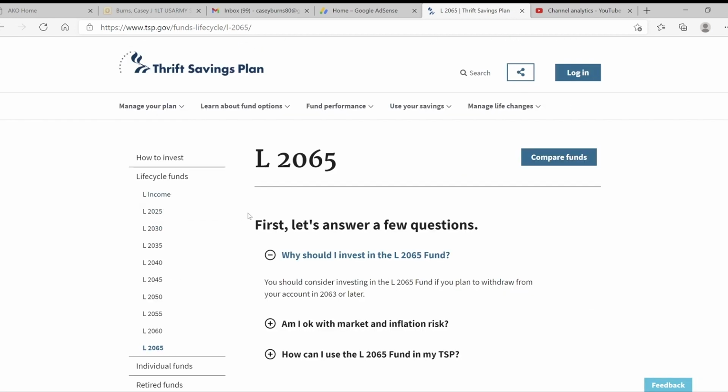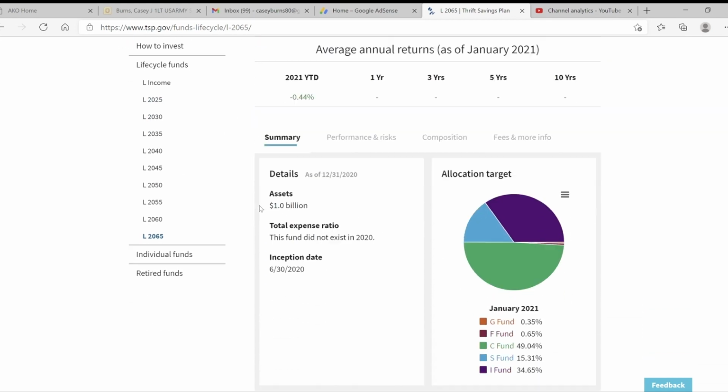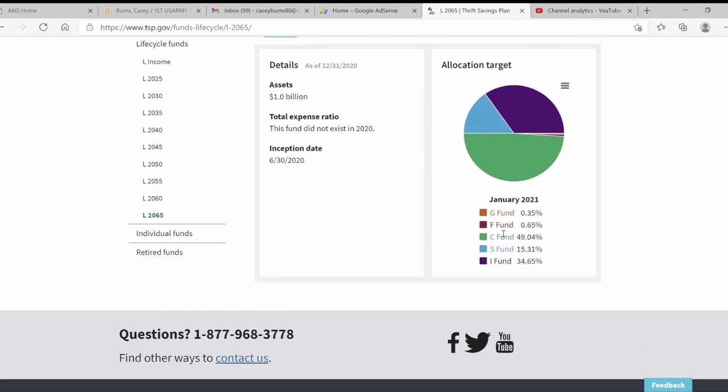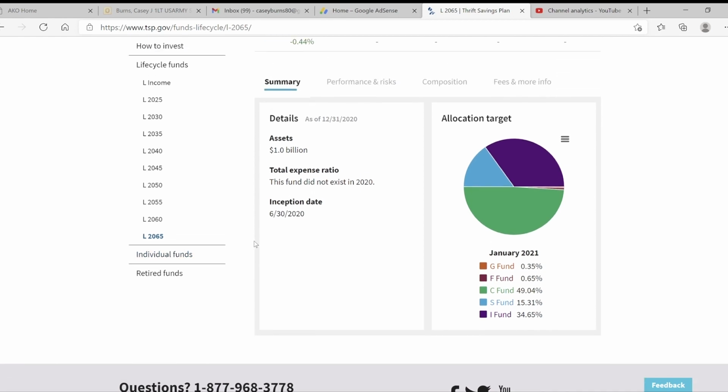Let's go over to the opposite side of the spectrum here, the L2065. So the L2065 has you in about 50% C fund, and then S fund 15%, almost no G and F fund, right? So they have you in almost no bonds. So basically what they're saying is companies tend to outperform loans in the long run. That's essentially what they're saying. So it really depends on your time horizon. When do you plan to sell this stuff? Do you plan to sell this stuff? And what's your tolerance for risk? So this person who's not going to retire for 44 years, it's better for them to own companies than it is to own a bunch of loans.